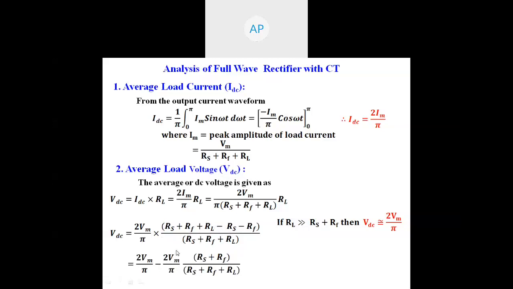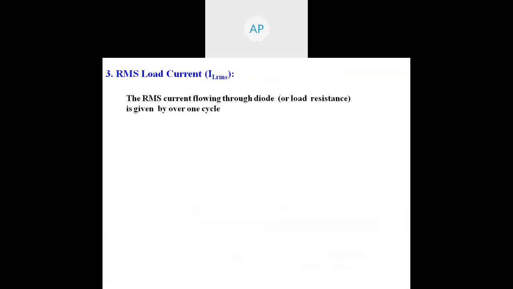If we consider this expression, 2 Vm divided by pi into Rs plus Rf plus RL, this entire expression can be written as IDC. So finally you will have VDC equal to 2 Vm divided by pi minus IDC into Rs plus Rf plus RL. At the end of this topic, you have a numerical to solve based on these expressions, where you need to find the voltage regulation, no load voltage, and full load voltage. These two parameters we have found already.